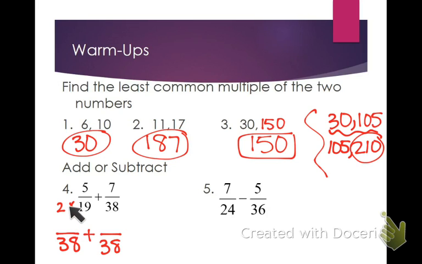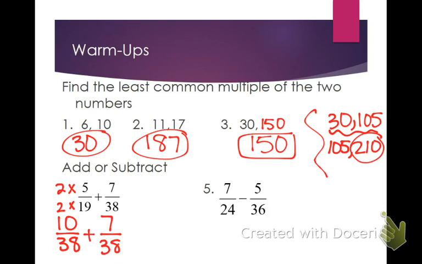We already mentioned we had to multiply 19 times 2 to get 38. If we do that on the denominator, we also need to do it on the numerator on the top. So 5 times 2 gives me 10. Did I have to change my second denominator? No. So do I need to change my other numerator? No. It's going to stay a 7.